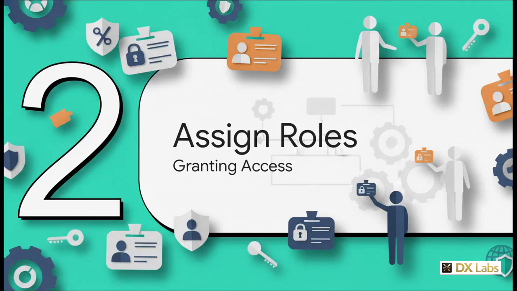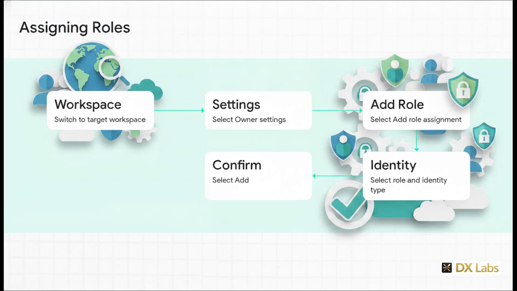Section 2. Assign workspace roles. So how do we actually hand out these badges in the real world? The procedure for assigning either an owner or a contributor is surprisingly straightforward. First, you navigate to Security Copilot. And this is the most important part. You have to switch to your target workspace. You literally have to be on the specific floor you want to manage.